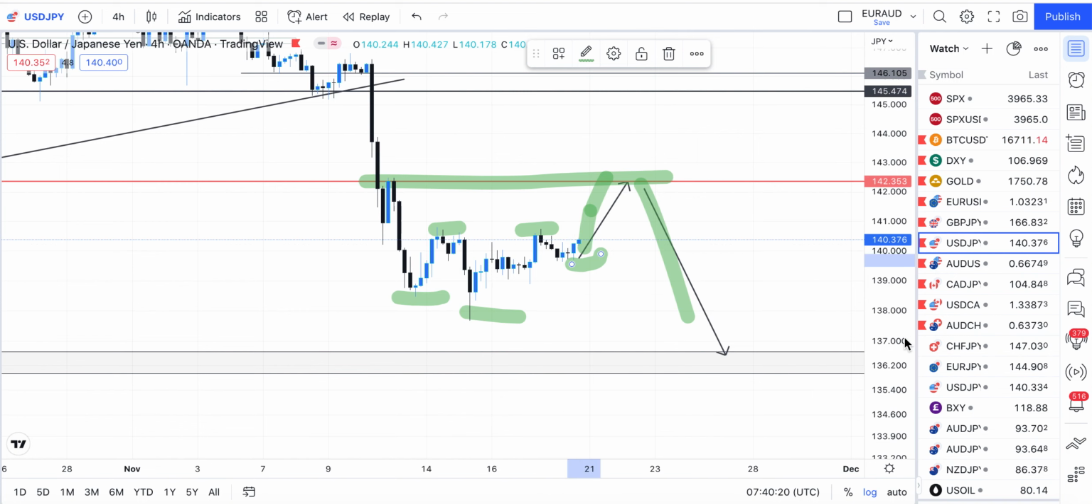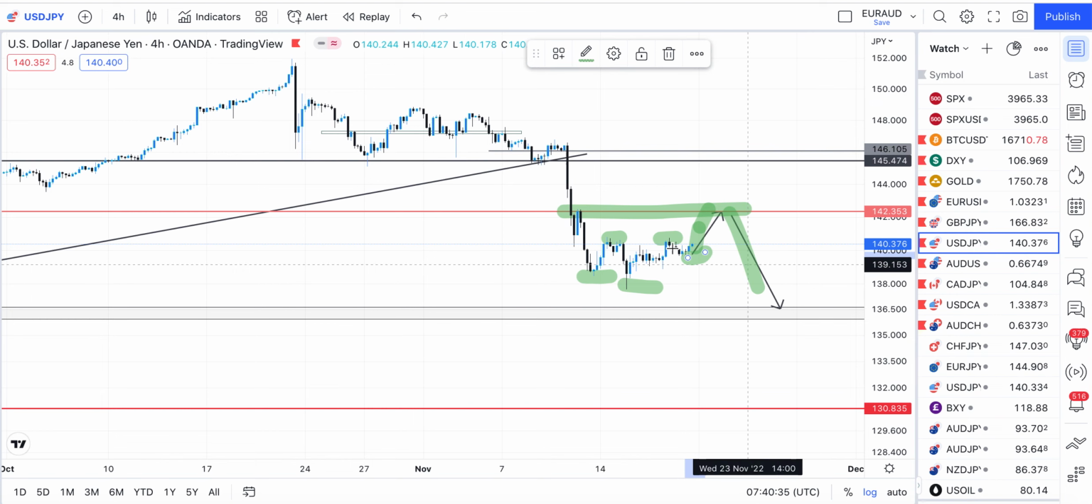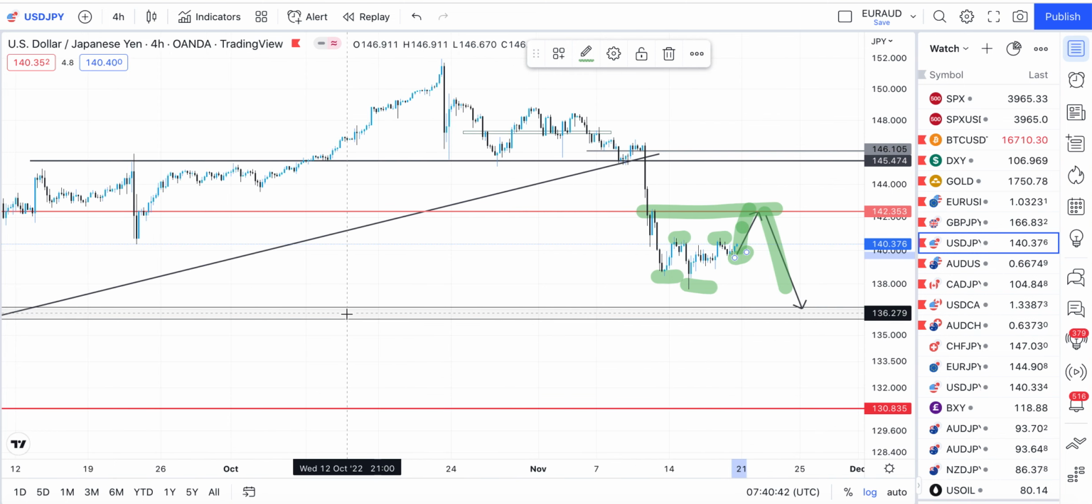So if you check the distance between this place, 140.376 and 140.35, is almost like 200 pips. So let's see, maybe Monday, Tuesday, we might see 200 pips to the upside on USD JPY. Then we'll see a rejection at that particular level.